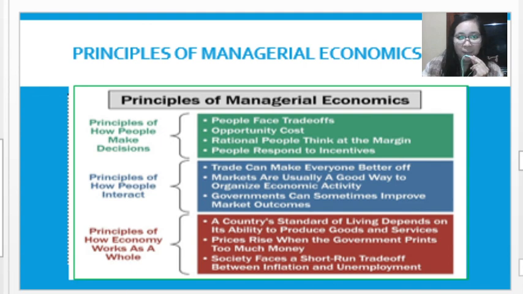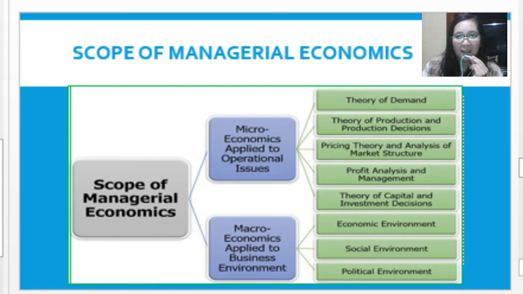Okay, so that's for the principles of managerial economics. And the last is the scope of managerial economics. So we have the following for micro. Again, these concepts, we will encounter as we go along, so we'll just run through these concepts.